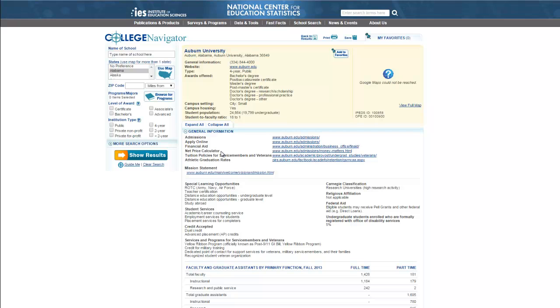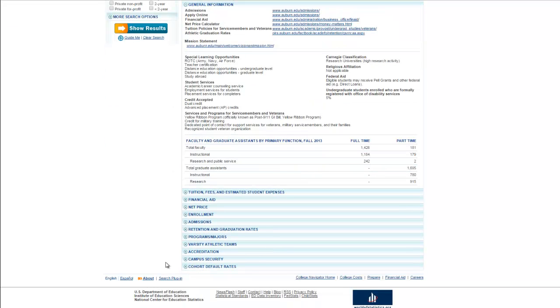This net price calculator here is a great tool. Not all schools have it, but it's a tool where you can enter certain financial information, and it can tell you what you might be expecting to pay for college. But when you start scrolling down, you get to see more information. You see how many faculty members there are, if they have some part-time folks, who's in instructional services and who is doing research.